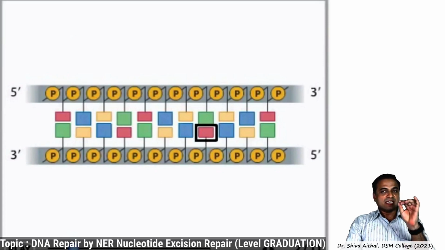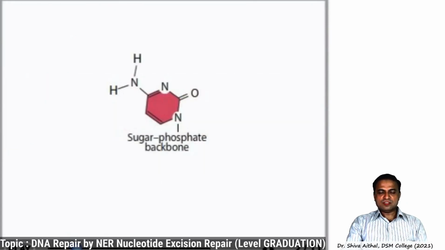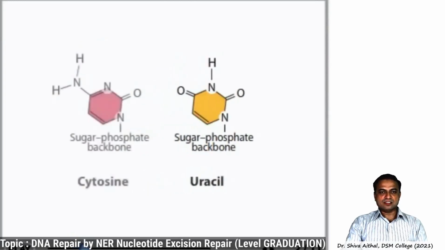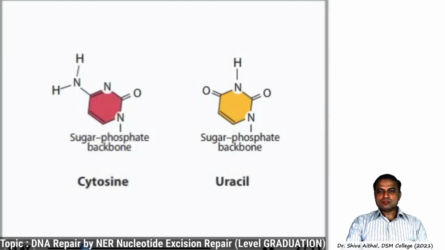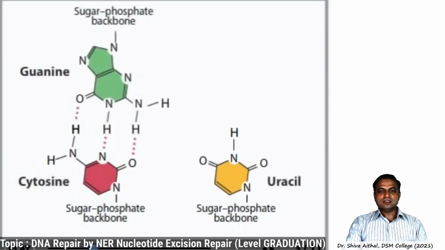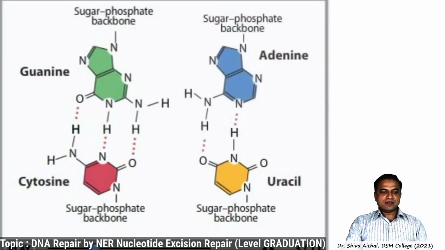If the base cytosine spontaneously deaminates, it will form uracil, and uracil can be incorporated erroneously into the strand during DNA synthesis. So this is cytosine and the formation of uracil from cytosine. If uracil forms in the place of cytosine, it would have a mutagenic effect.